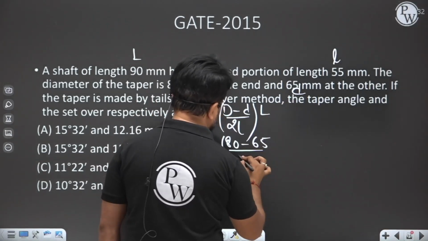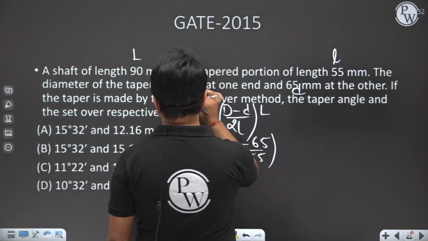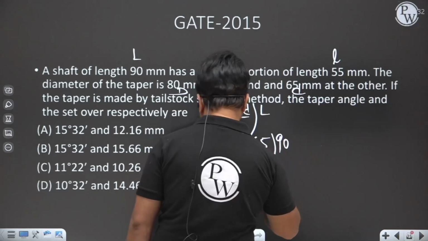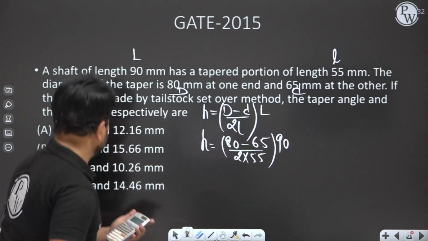65 divided by 2 into L, that is 55. Capital L, that is what? That is 90. So are we able to calculate? Yes. 80 minus 65, answer divide by 2 into 55, answer multiply 90, that comes 12 point something.